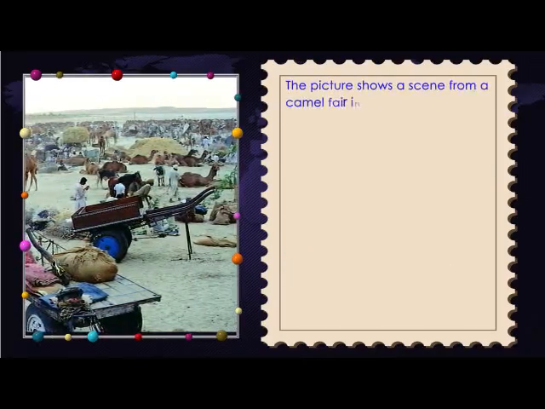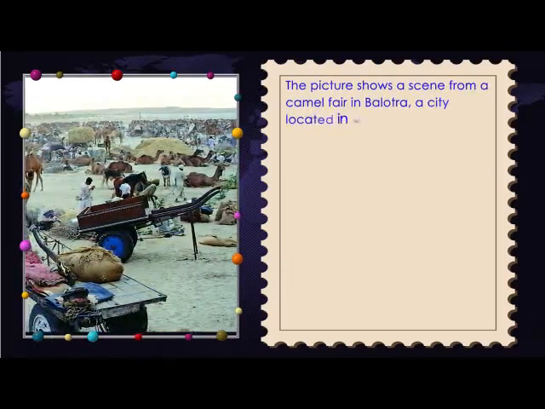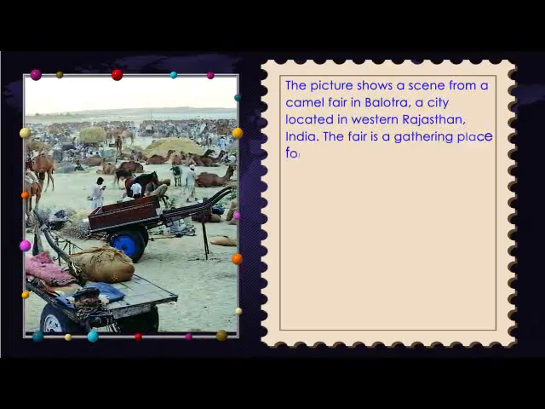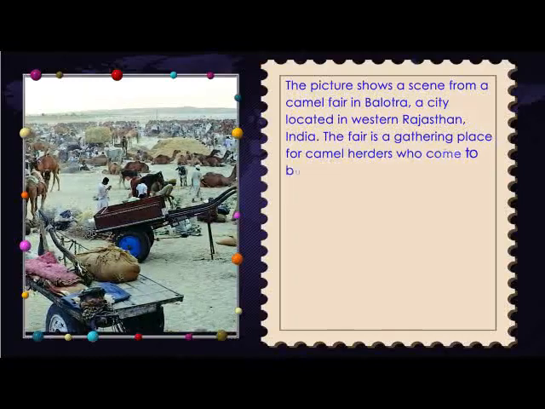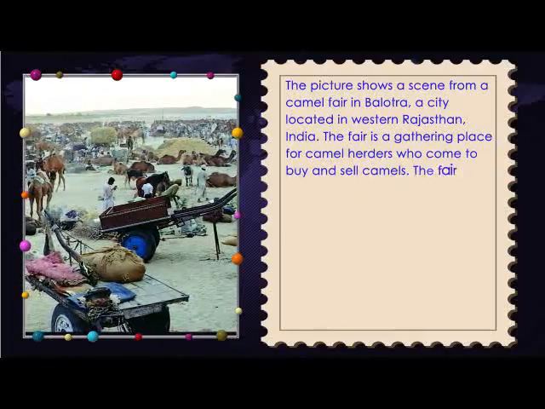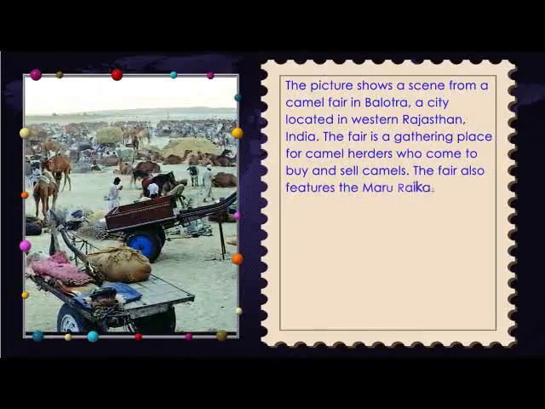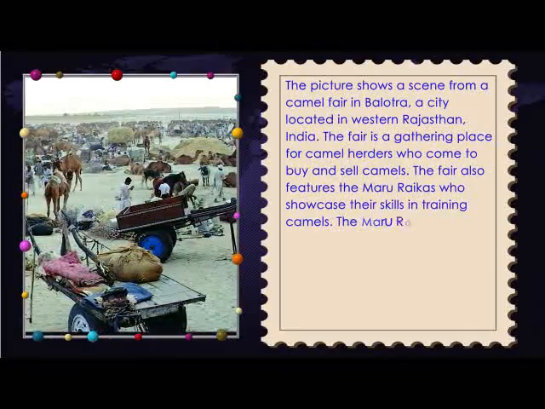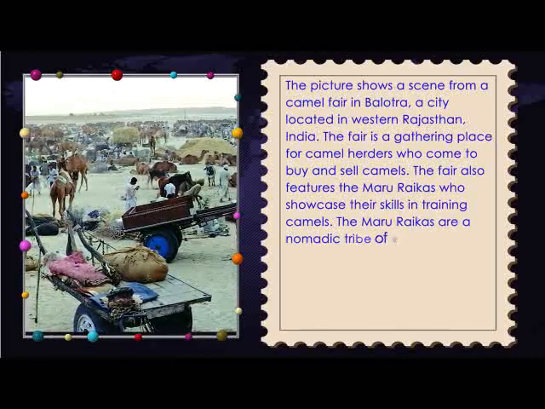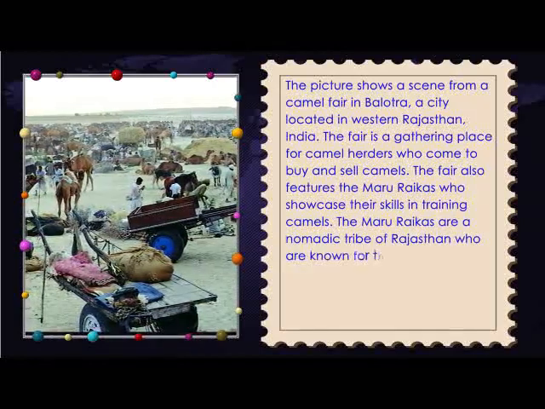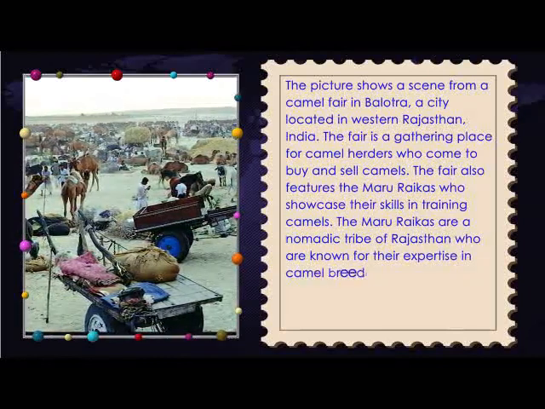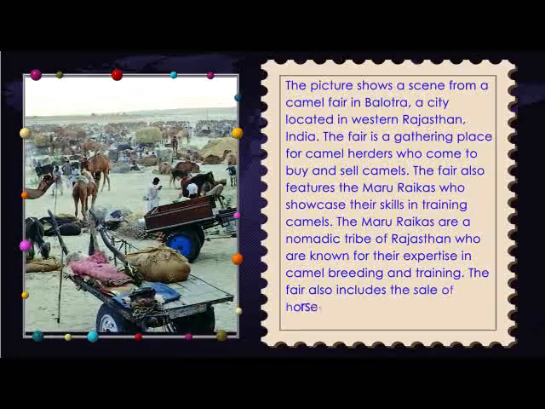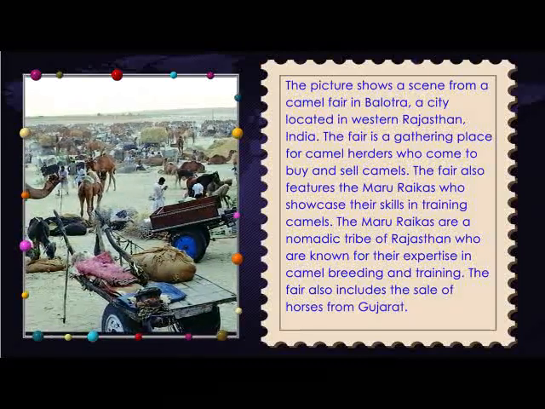The picture shows a scene from a camel fair in Balotra, a city located in western Rajasthan, India. The fair is a gathering place for camel herders who come to buy and sell camels. The fair also features the Maru Raikas, who showcase their skills in training camels. The Maru Raikas are a nomadic tribe of Rajasthan who were known for their expertise in camel breeding and training. The fair also includes the sale of horses from Gujarat.